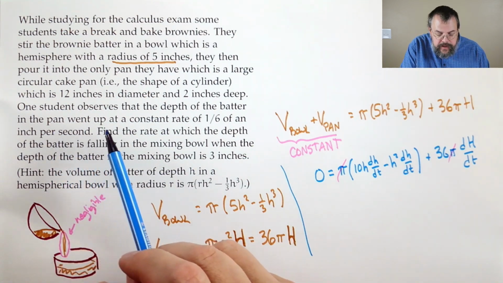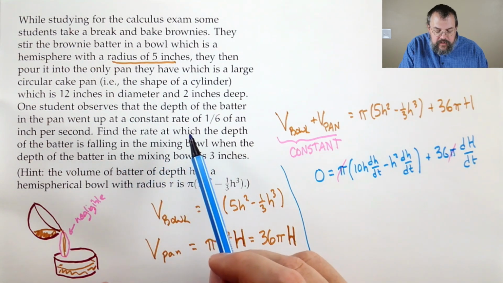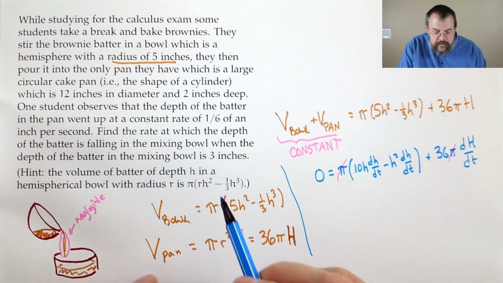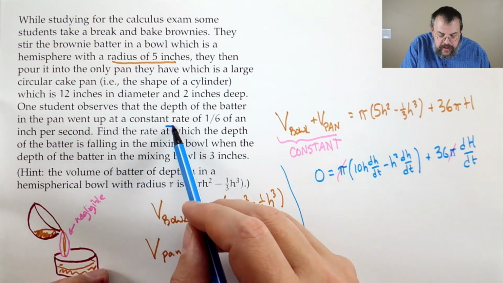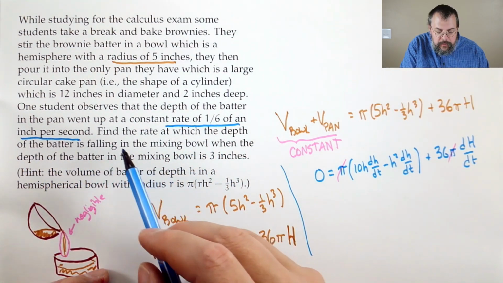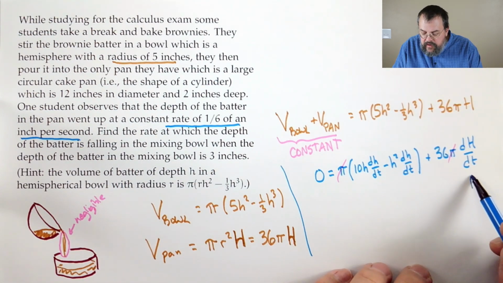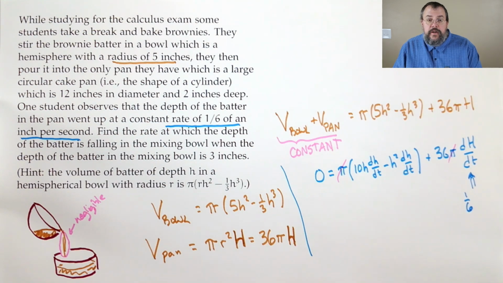So one student observed that the depth of the batter in the pan went up at a constant rate of 1/6 of an inch per second. That's this part right here. Constant rate, of course, that tells us it's a derivative. It went up, means it's positive. So this tells us that this is 1/6. So we know what dH/dt is. All right, that's good news for us.